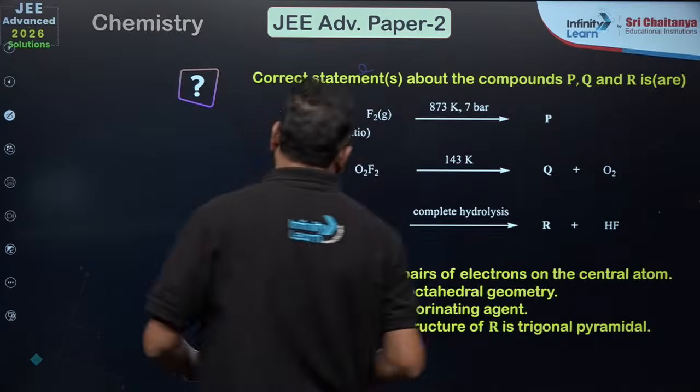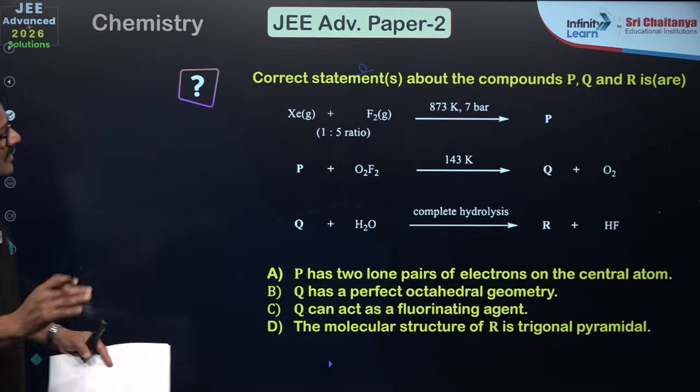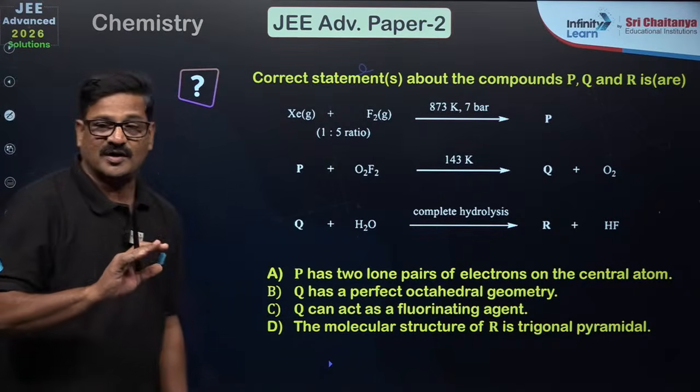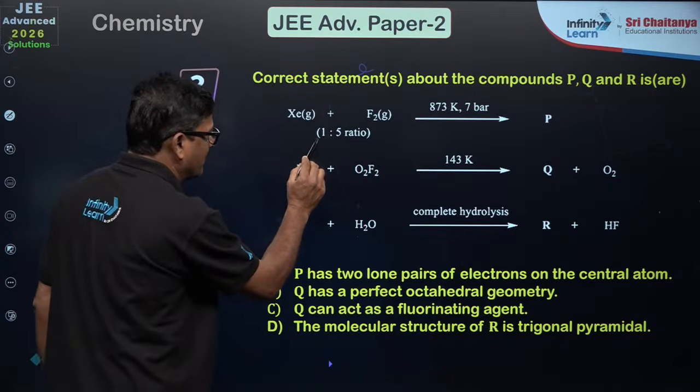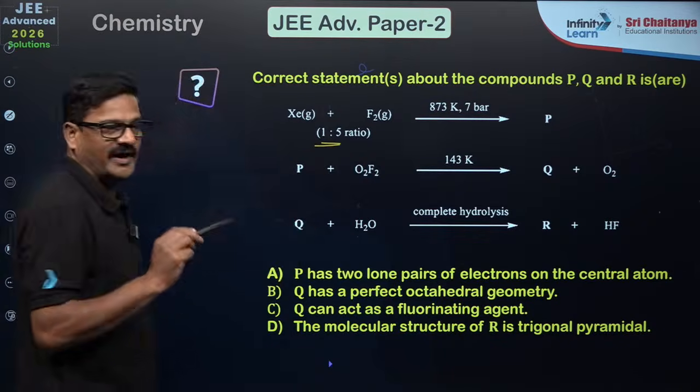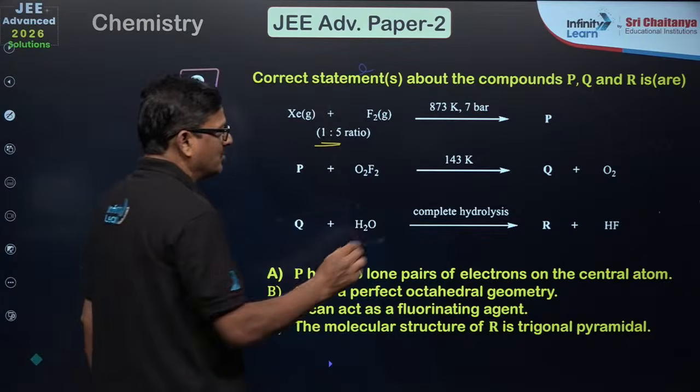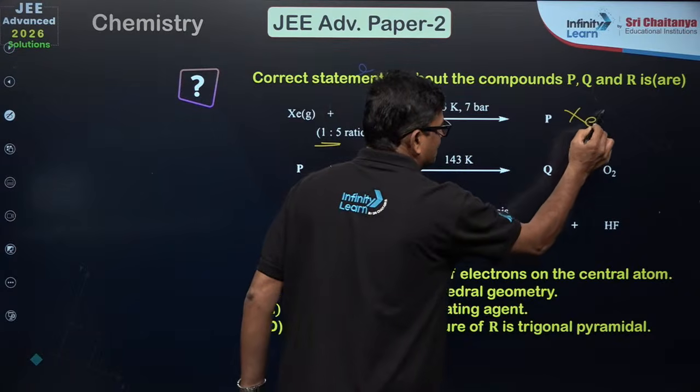Some options are wrongly printed here. I just want to say here. Correct statements about the compounds P, Q and R. So Xe plus F2 in a 5:1:5 ratio at 873 Kelvin and 1 bar, you are going to get XeF4.